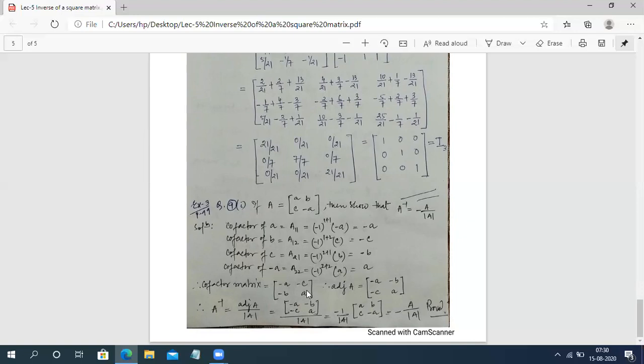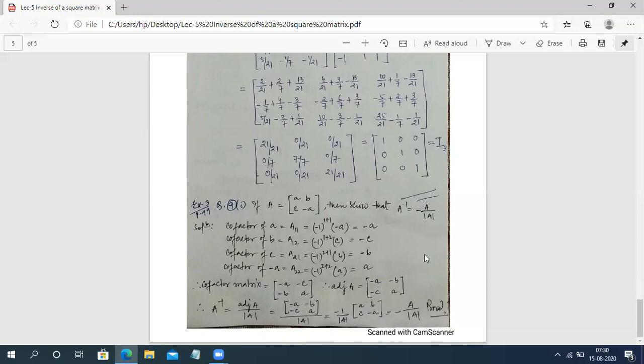So the adjoint is the transpose of this cofactor matrix, and this comes out as minus A, minus B, minus C, A. So A inverse is equal to, we know that A inverse is equal to adjoint of A by determinant of A. So write the adjoint matrix and divide this matrix by determinant of A. If we take the negative sign common outside, then we have this matrix A, B, C, minus A, and this matrix is nothing but the given matrix A itself. So it will be negative of A by determinant of A.